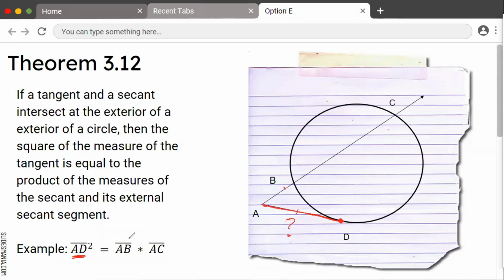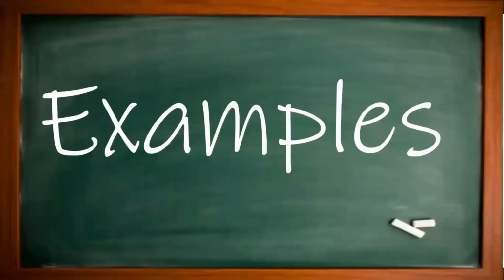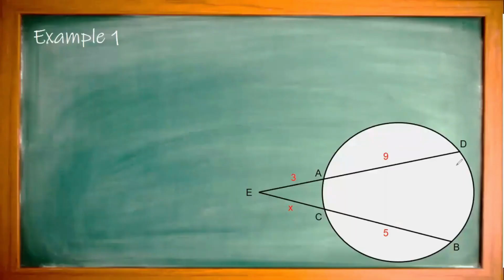The square of the tangent is the product of the whole secant and its external segment. All you need to do is multiply those items there. I will be giving you possibly four examples. Items. For example, this one.